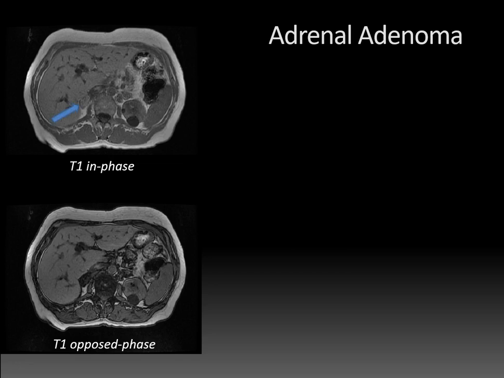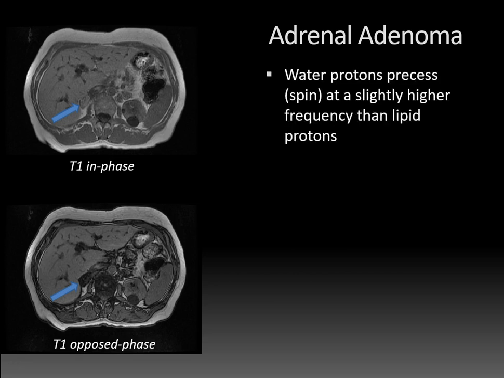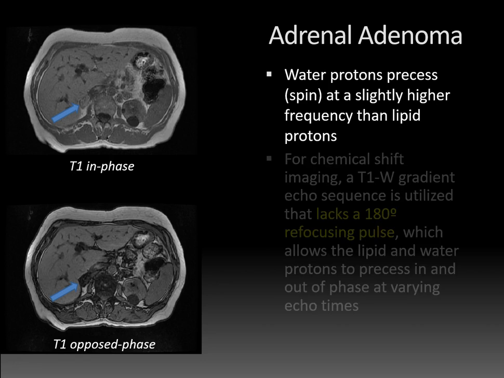So here's another example of a right adrenal nodule on an in-phase T1 weighted image. You can see it looks fairly bright, but on the opposed phase T1 weighted image, it becomes dark, also consistent with an adrenal adenoma. So not to get too much into MRI physics here, but water protons precess, meaning they spin at a slightly higher frequency than lipid protons.